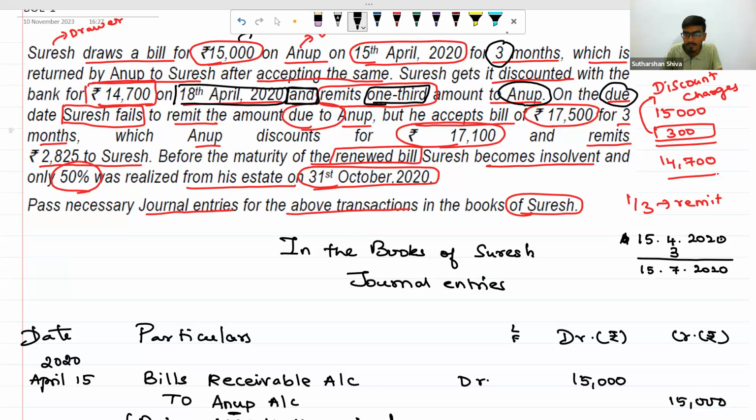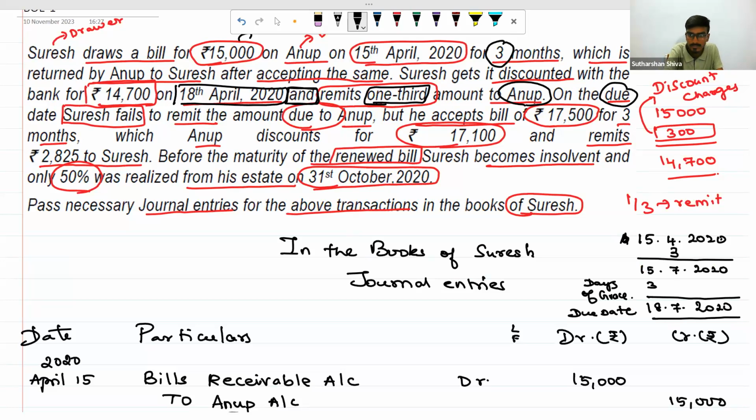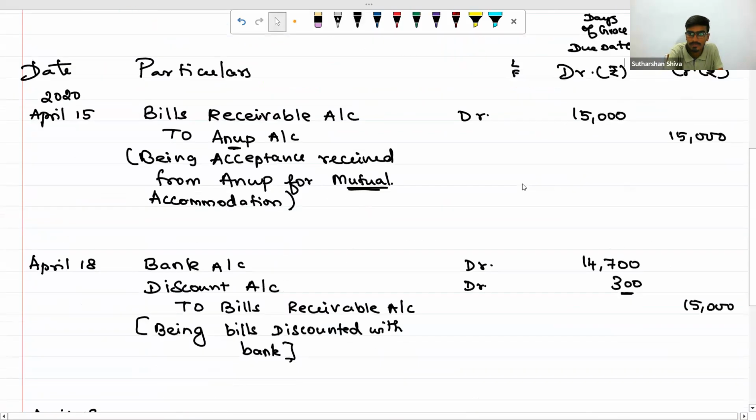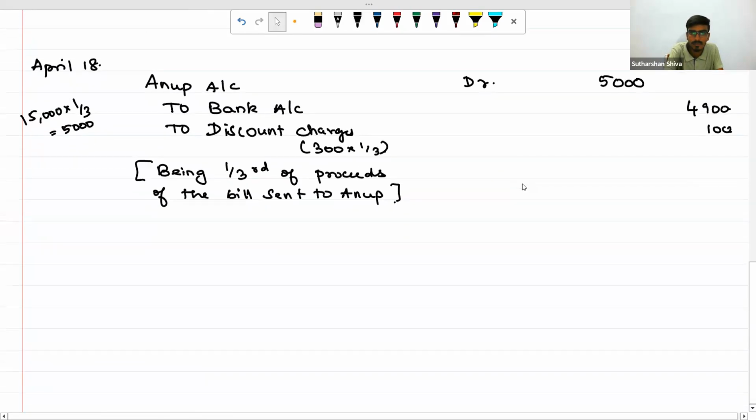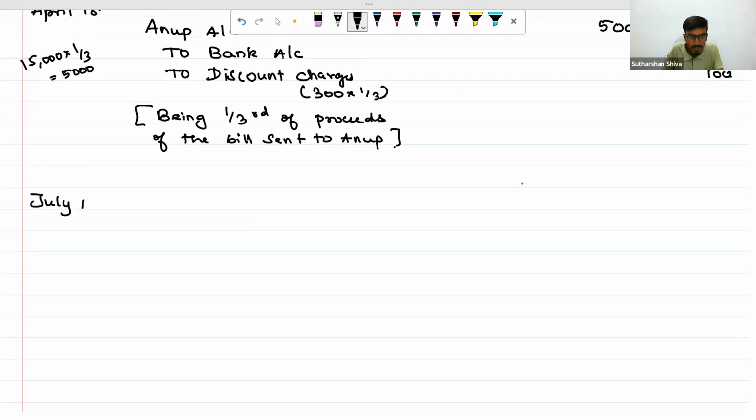15/7/2020. Correct? But we are having 3 days of grace. Okay, 3 extra days we will provide. What is the date? 18/7/2020. This is my due date. Are you able to understand this part? Able to understand? Next. What is my due date? July 18th becomes my due date.